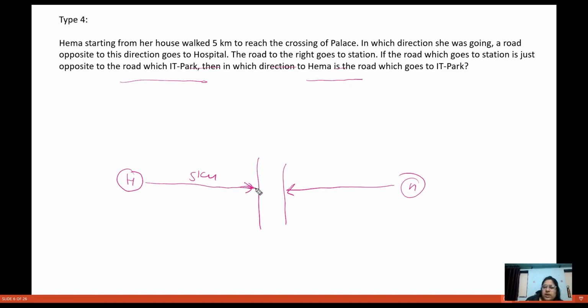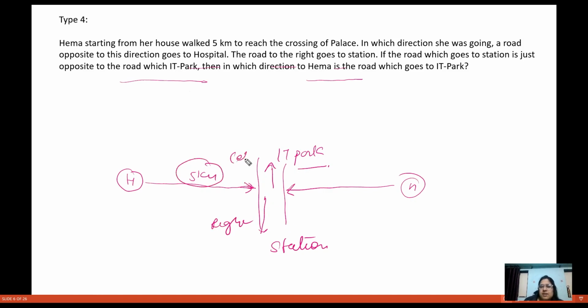Okay, so if she is going here, the road to the right is going to the station. If the road which goes to the station is just opposite to the road which goes to the IT Park, then in which direction to Hema goes to the IT Park? So this is right of Hema. So this is left of Hema.